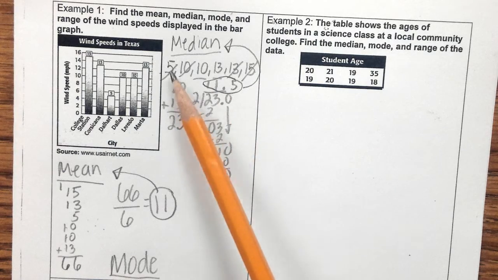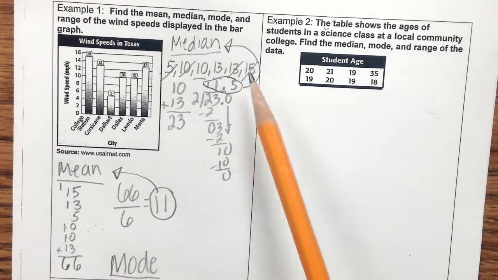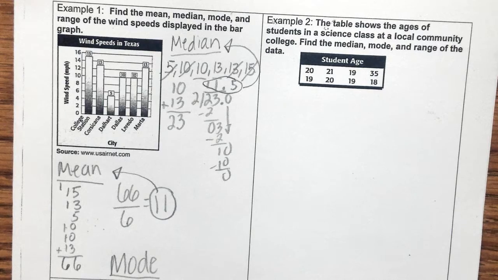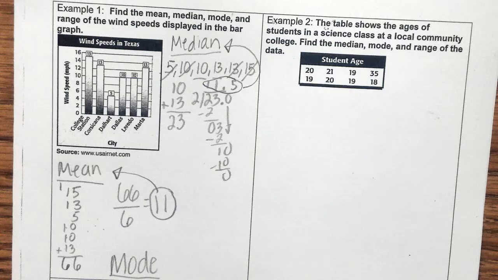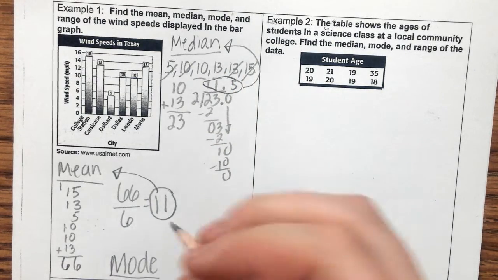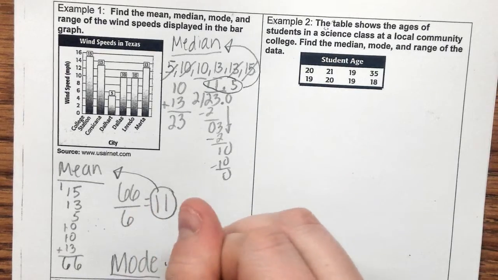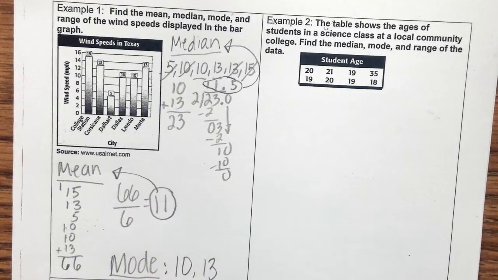So here's our least to greatest. We have 5, 10, 10, 13, 13, and 15. So I want you to think about, are there any numbers that repeat? Yes, we have 10 and 13. How many times does 10 repeat? 1, 2. How many times does 13 repeat? 1, 2. Okay, so that means we have two modes. Our modes are 10 and 13.